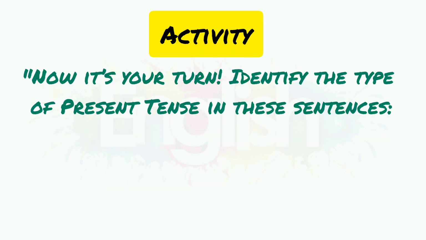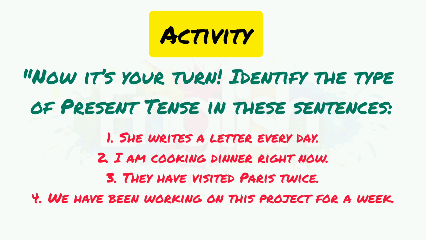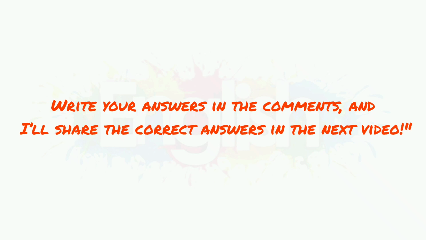Activity: now it's your turn. Identify the type of present tense in these sentences. 1. She writes a letter every day. 2. I am cooking dinner right now. 3. They have visited Paris twice. 4. We have been working on this project for a week. Write your answers in the comments and I'll share the correct answers in the next video.